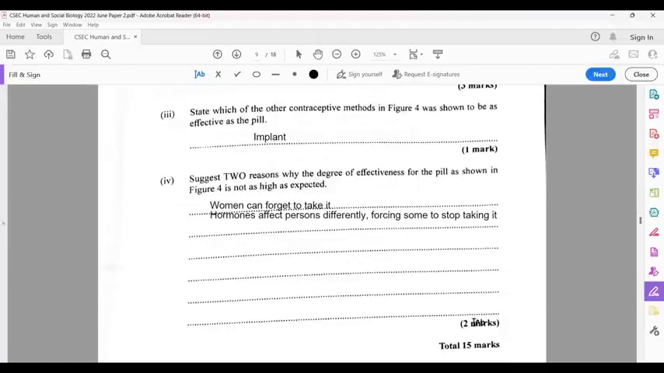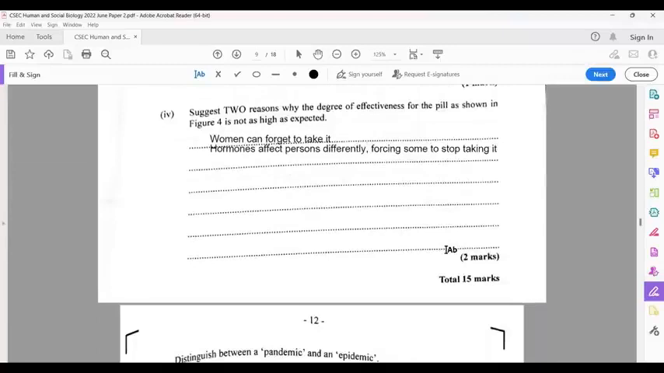And this will be 15 marks. So this was a nice way to combine the topics, whereby they combined hereditary and variation with reproduction.